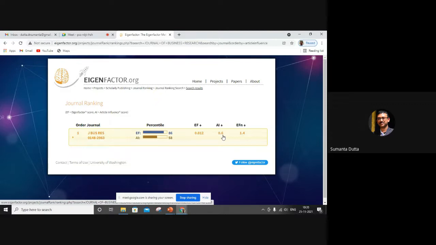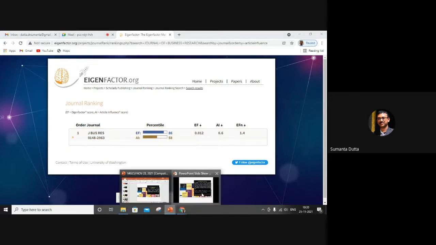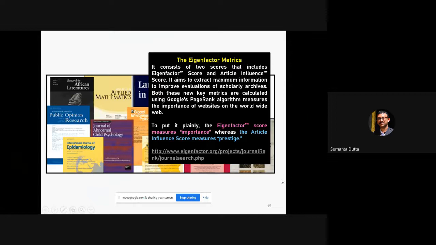So that means the article influence score is one of the most important tools you have in your hand to see your own credibility in a journal where you have published your paper. In that way, you can use this Eigenfactor to justify the article influence score as well as the Eigenfactor score, while judging the importance and the prestige thereby.